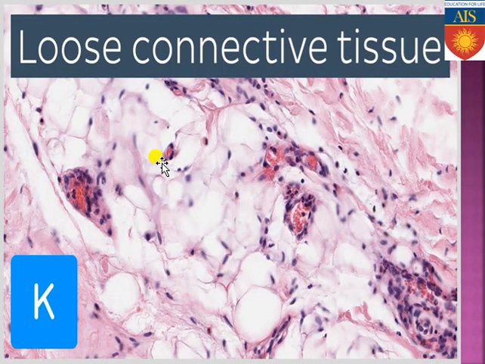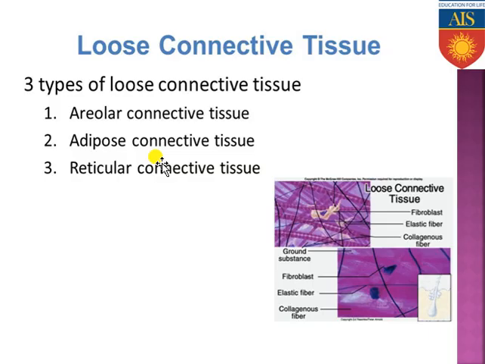Now we are just entering the type of connective tissue proper, that is loose connective tissue. Obviously from the name you can understand, loose connective tissue is a type of tissue where the extracellular matrix portion is so much liquefied. For that reason it is commonly known as loose connective tissue, and it can be of three types. One is areolar connective tissue, second is adipose connective tissue, and third is reticular connective tissue.